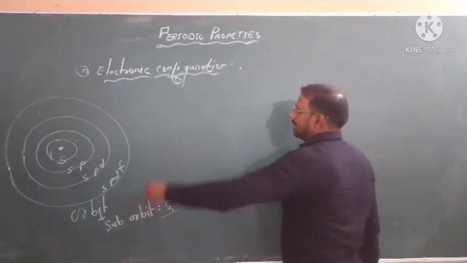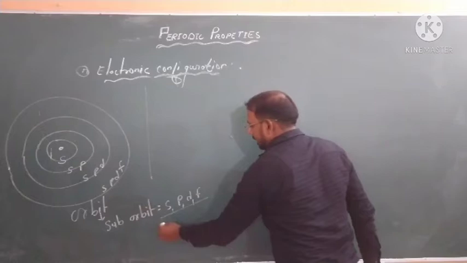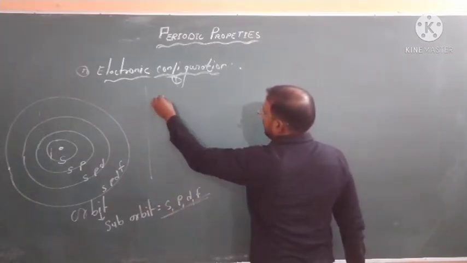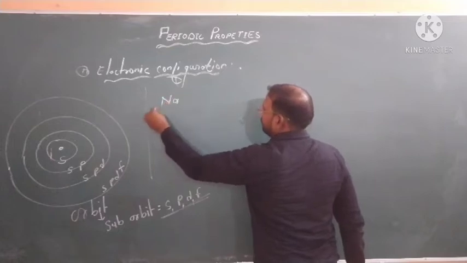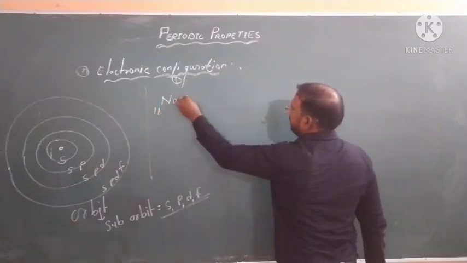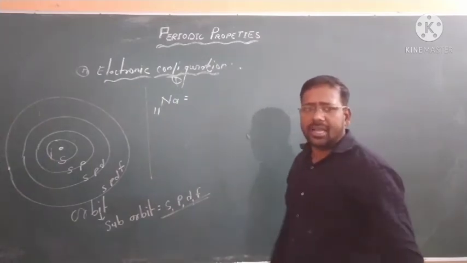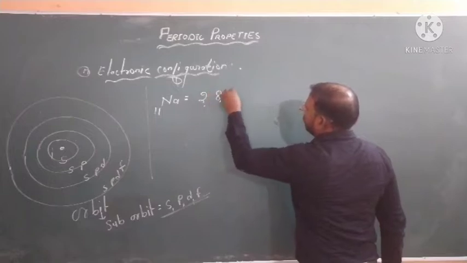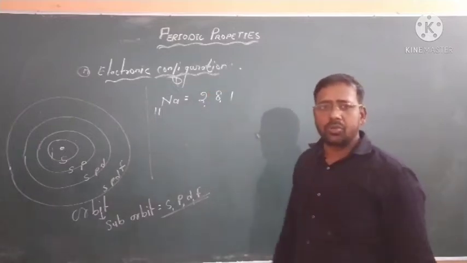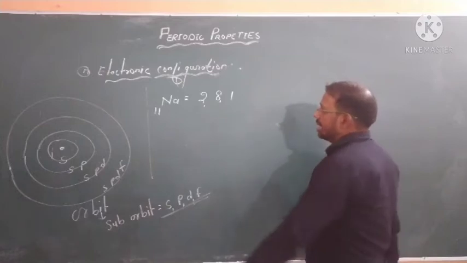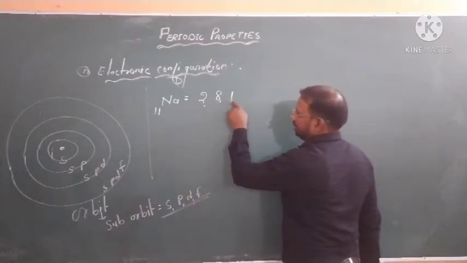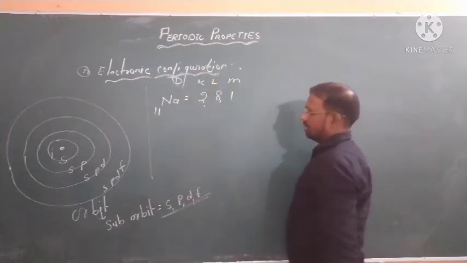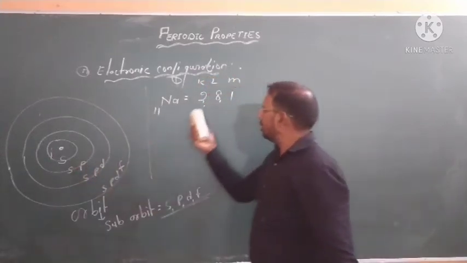Suppose I give you an example in the case of SPDF electronic configuration. Take sodium, atomic number 11. In 10th class and 9th class, you will simply write 2, 8, 1. It means sodium has 3 shells: first shell K, L shell, M shell. Only 3 shells.